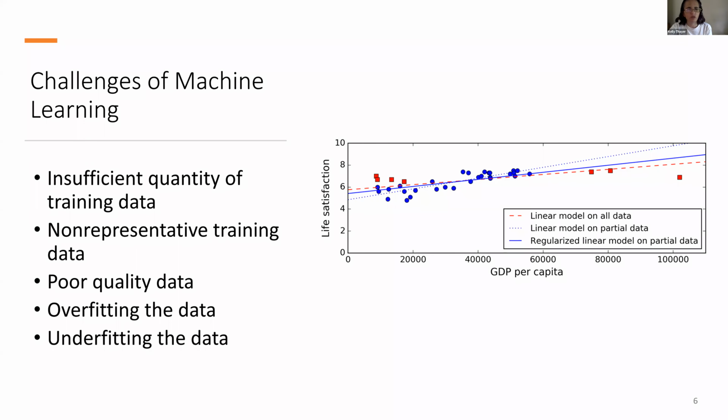Some of the challenges of machine learning include insufficient quantity of training data, non-representative training data, poor quality of the data, the overfitting problem, and the underfitting problem. We have seen a lot of these examples when we talked about the linear regression that we talked about last time, that is trying to fit a line to some data. And so some of the major problems one can have is, you don't have enough data, or the fitting problem.